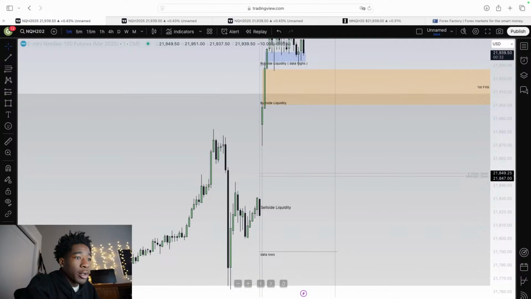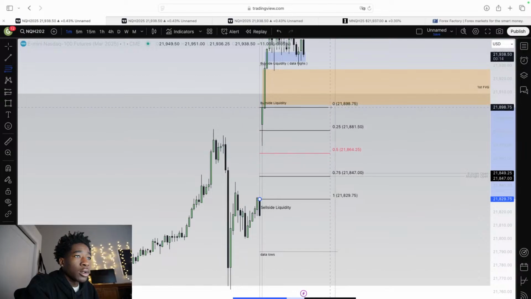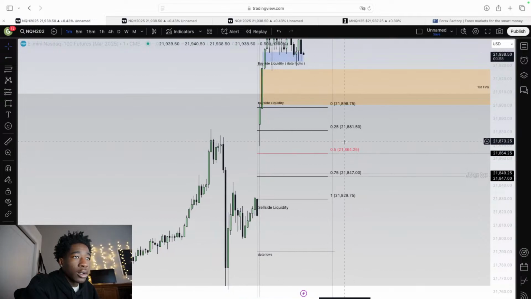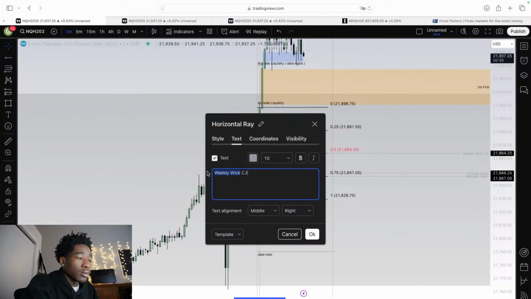We got this opening range gap here, where the open was at 829.75. Midpoint is at 864.25. Opening range gap, consequent encroachment. We can at least get that. I know we can get that low for sure if we do decide to reverse.